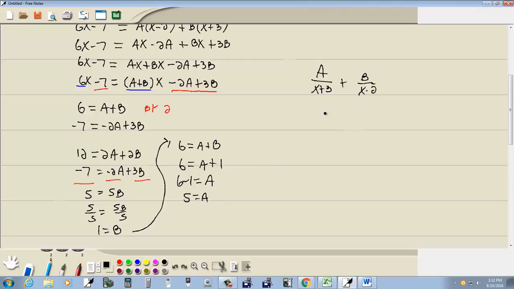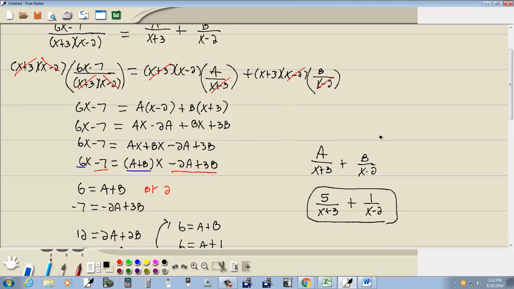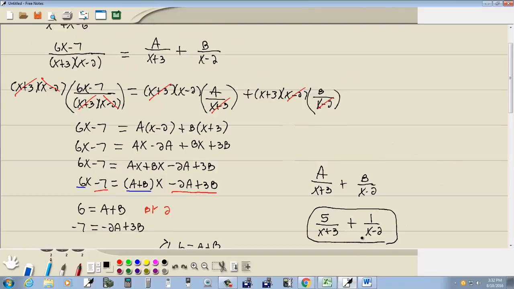So I now know what a is. This becomes 5 over x plus 3, and b, which is 1, over x minus 2. And now that's your answer. Now it's easy to check these. After you come up with that, if you get a single fraction, common denominator, and so forth, then it should give you your original problem. And as I go through this and mentally check it, I see it does give me my original problem when I merge these together.